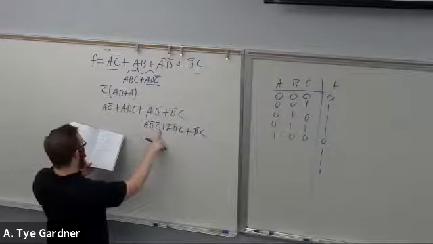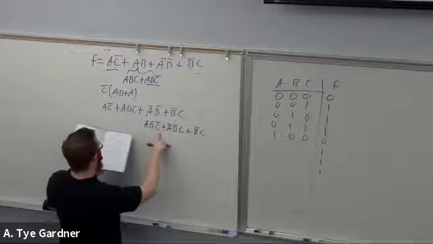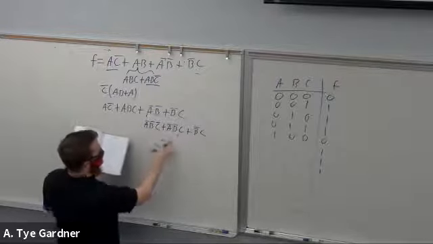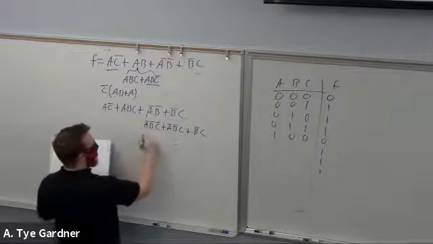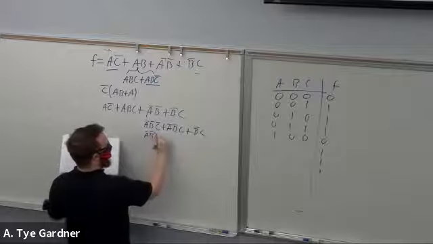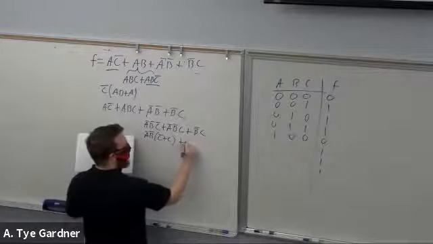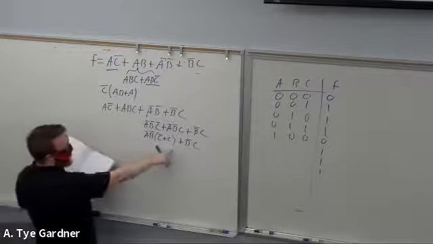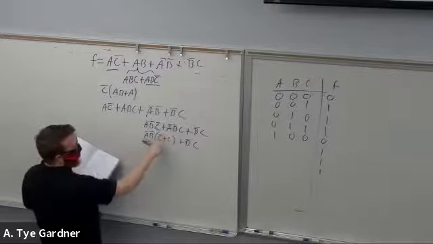Then this one could be C or C bar with the BC, or A bar B. So this is the one that I chose to do. So I did the A bars, which then cancels and goes away. So I've handled these two terms.